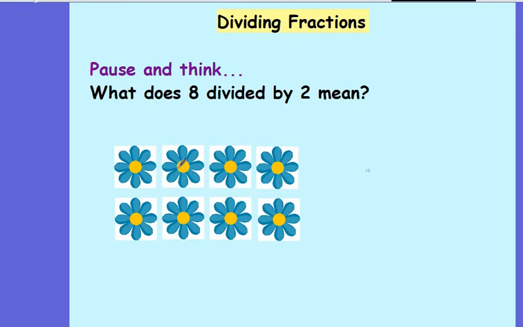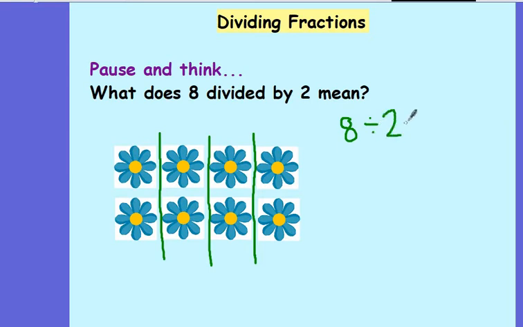Right, so 8 divided by 2 is basically saying if I've got 8 of something, how many sets of 2 can I make within my 8? How many 2's are there in 8? For example, here's my 8 flowers, and I've got 4 sets of 2 flowers. So I can say that 8 divided by 2 is 4. 4 lots of 2 flowers.